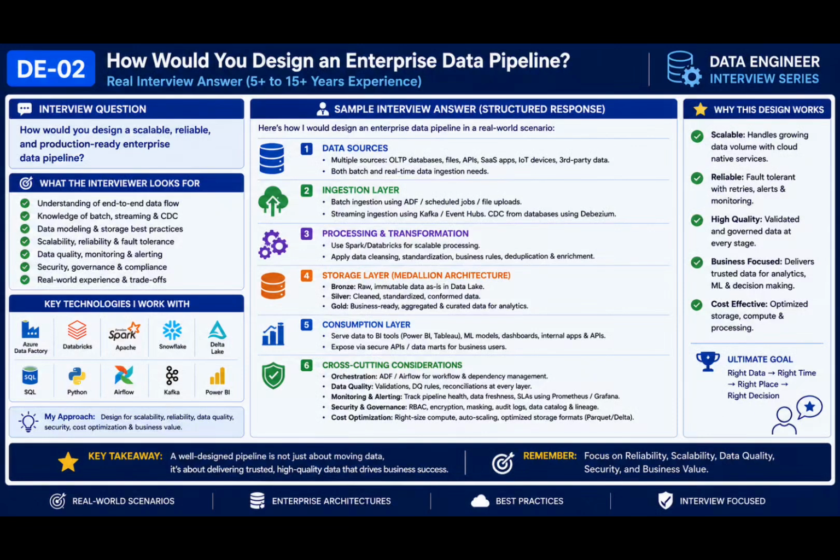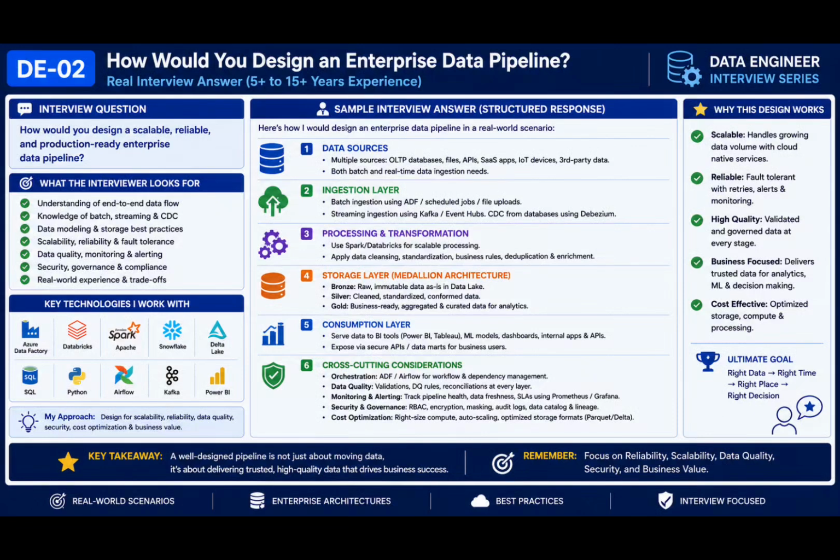Raw data is stored in the bronze layer without modification to preserve history. After that, the processing layer uses Spark or Databricks to perform data cleaning, validation, deduplication, enrichment, and business transformations. Then the transformed data is stored in the silver layer, while aggregated business ready datasets are published in the gold layer. Business users consume the gold layer through Power BI dashboards, SQL queries, machine learning models, APIs, and operational applications.